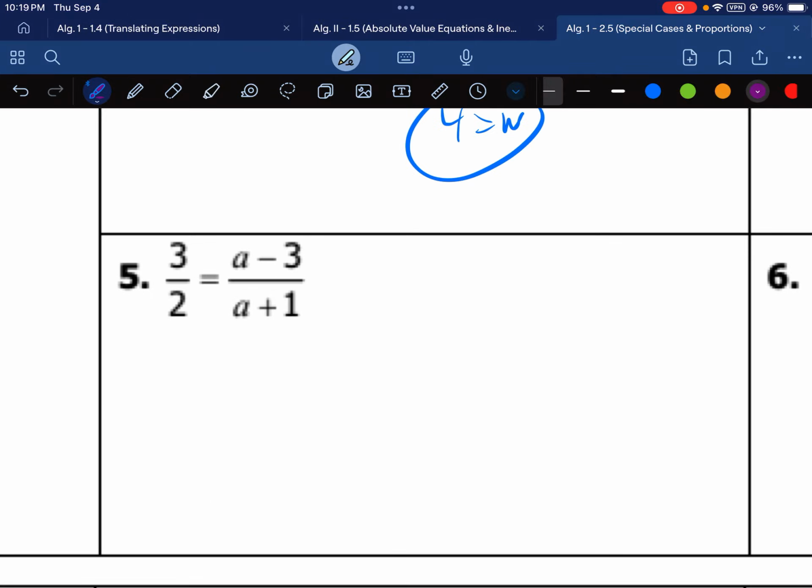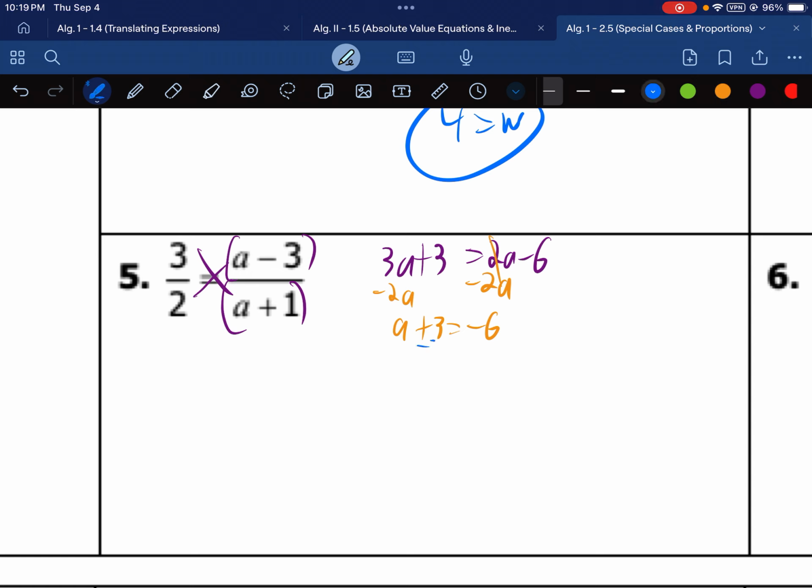Moving on to number 5 here, diagonally I multiply again. 3 times the entire denominator, a plus 1, is 3a plus 3. 2 times the other numerator, a minus 3, gives me 2a minus 6. I'm going to move my smaller variable by subtracting 2a. I get a plus 3 equals negative 6. Subtracting 3, a equals negative 9.